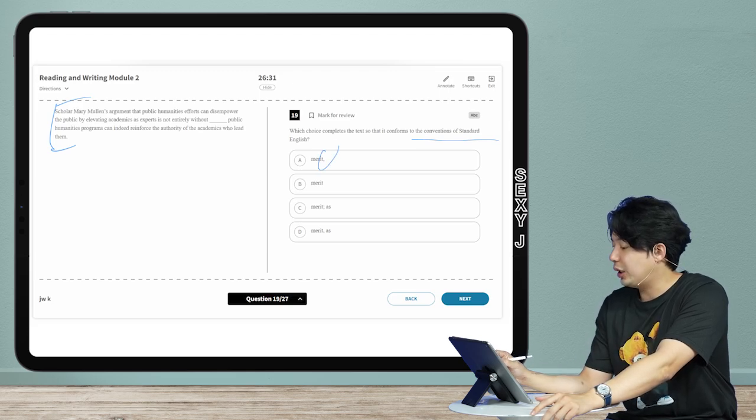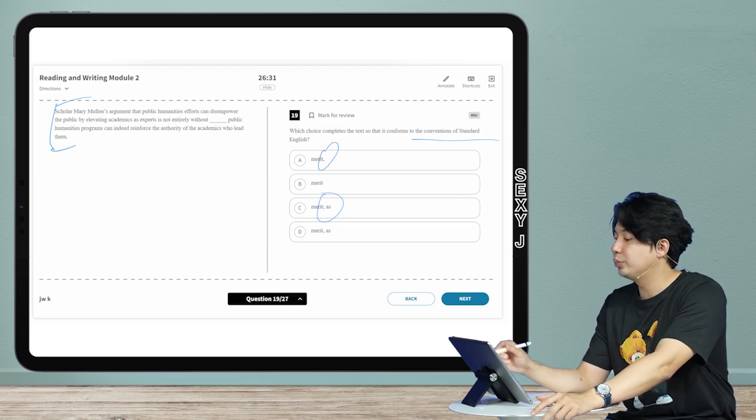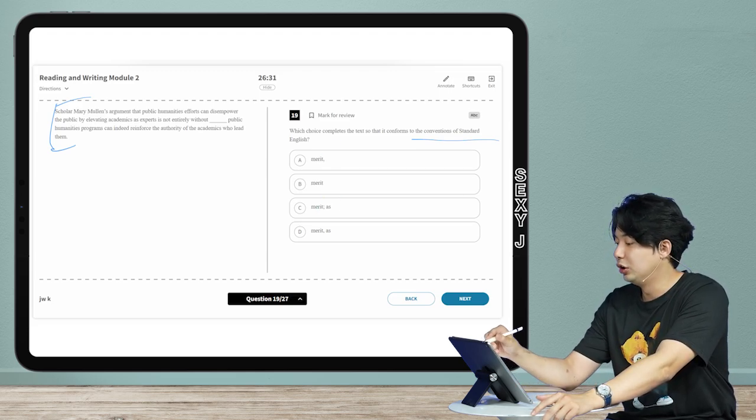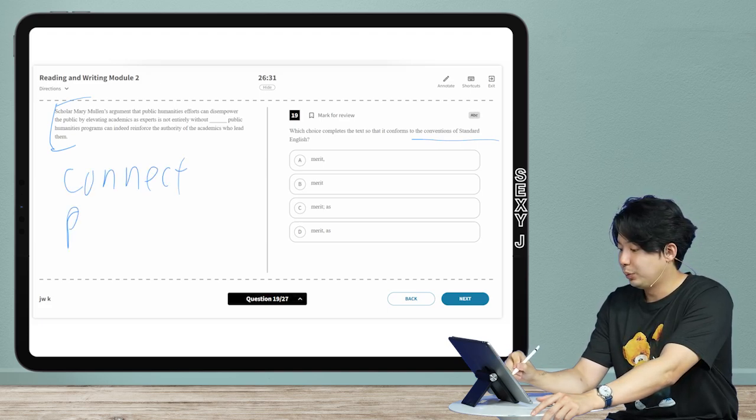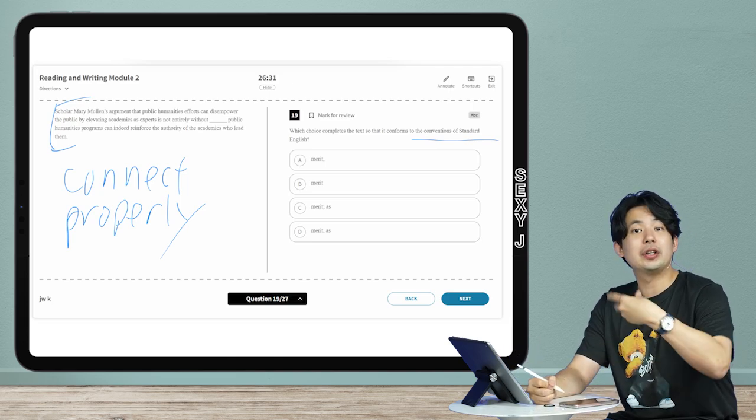So I noticed that because there's a comma here, because there's a semicolon, probably a boundary question. So what do I need to do? Connect properly. Okay, how do I connect things properly?